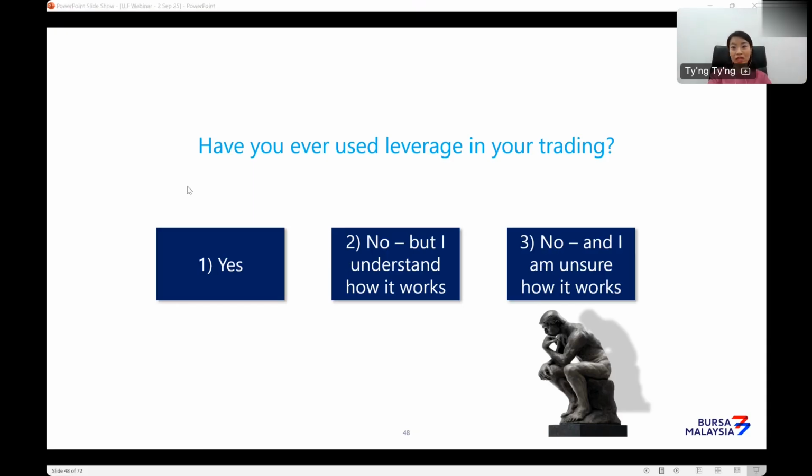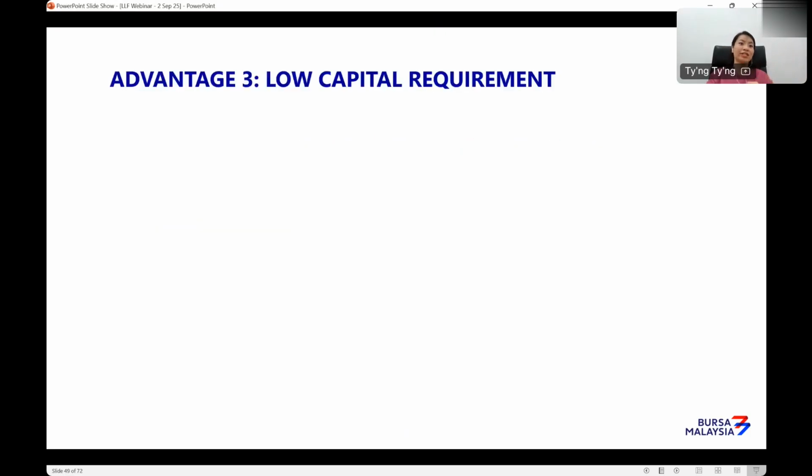Some of you 3, some of you 1. A lot of you also quite understand. Some of you have no idea. Don't worry about this leverage. Later, I'm going to explain to you. That's the reason why I raise this question first, so that later I'll explain to you. For those who are using, very good. But if you do not know how to use it, let me show you the power of this leverage itself.